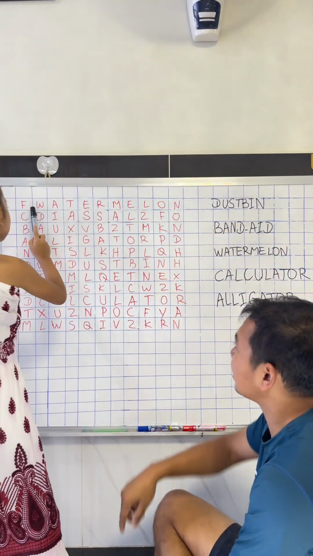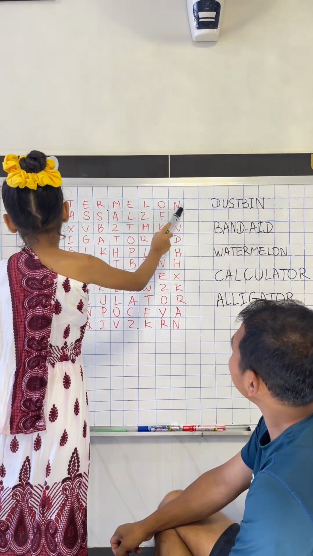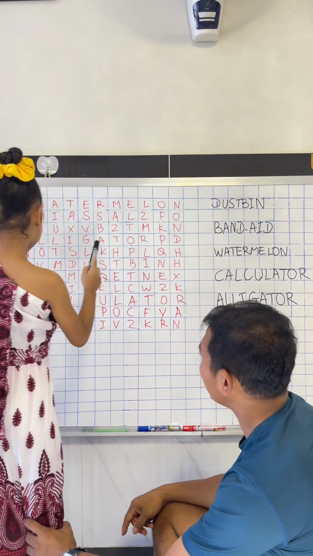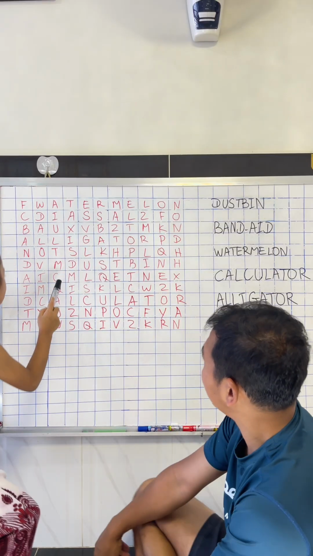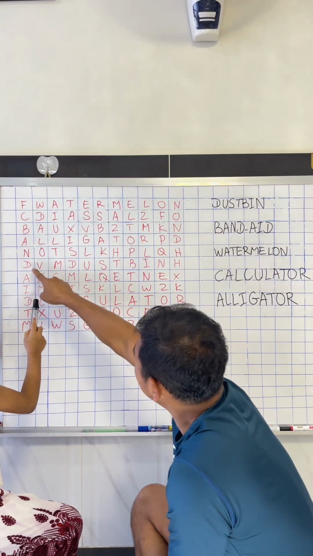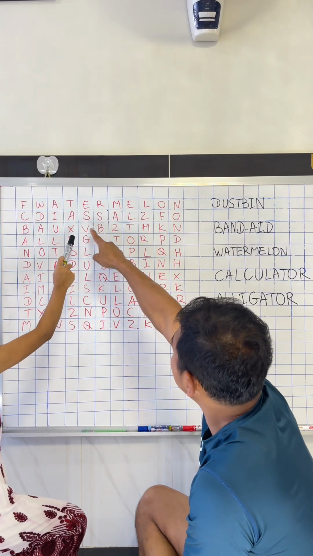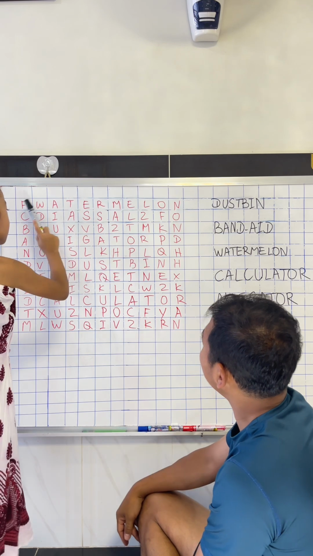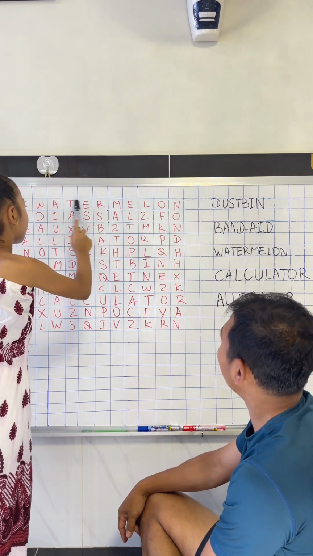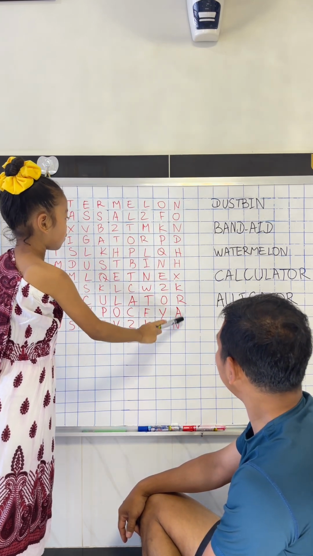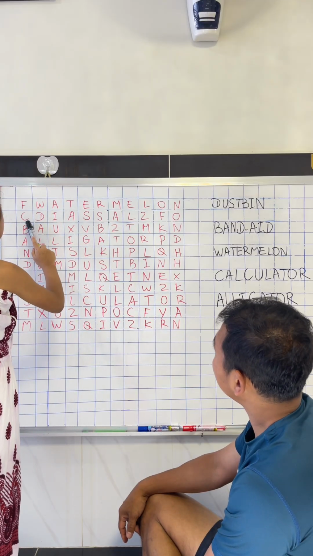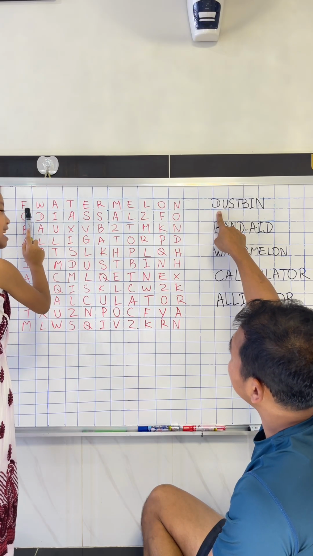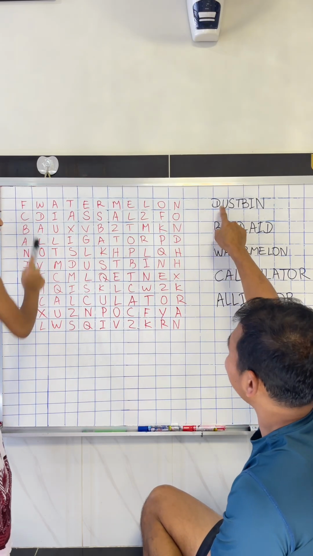D-U-S-T-B-I-N. Dustbin. This is not it. Where is letter D? D. No. You can move a little bit. Letter D. No. Wait, let me say one by one. This row. No. Wait. A B C. No. But now we find dustbin.